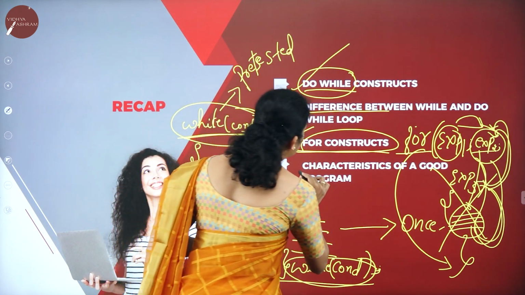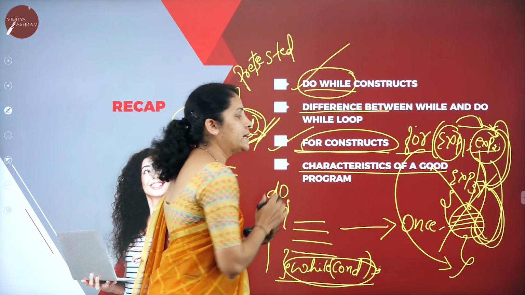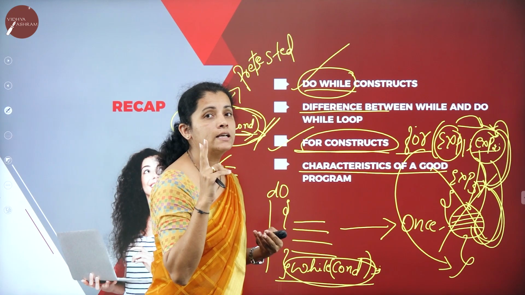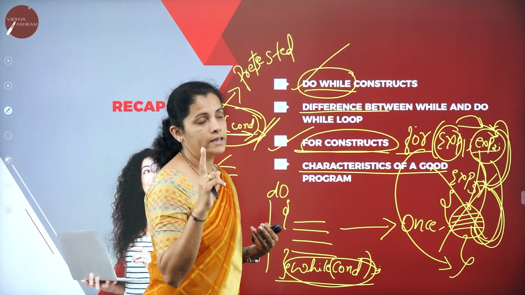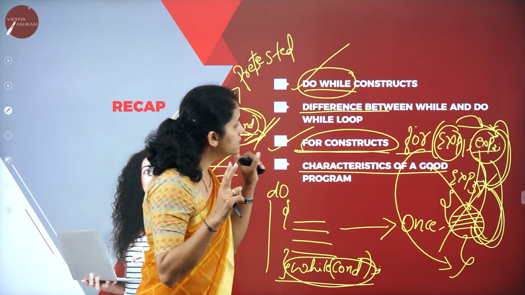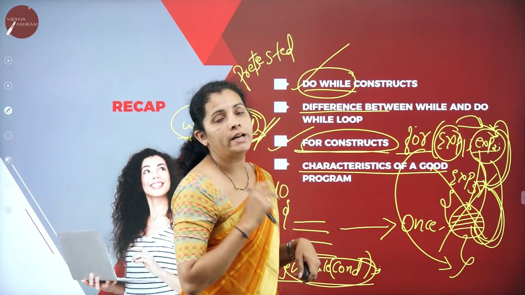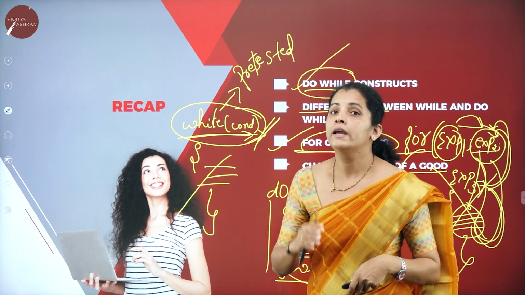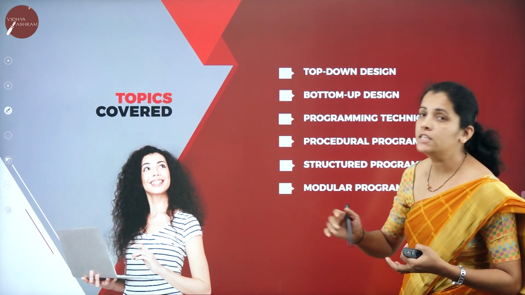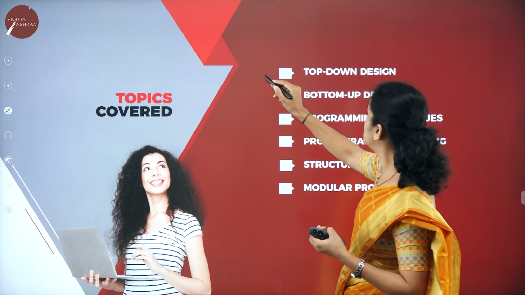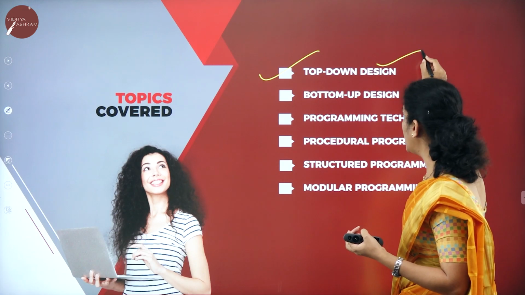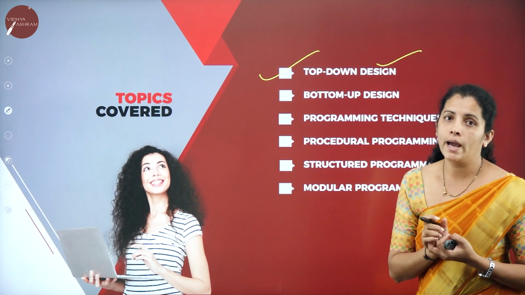Then we had discussion regarding characteristics of a good program. What are the 2 characteristics? That is modifiability and portability. These are the 2 important characteristics of any program. Moving further, in today's session, I'm going to discuss what is top-down design, that is the top-down approach.